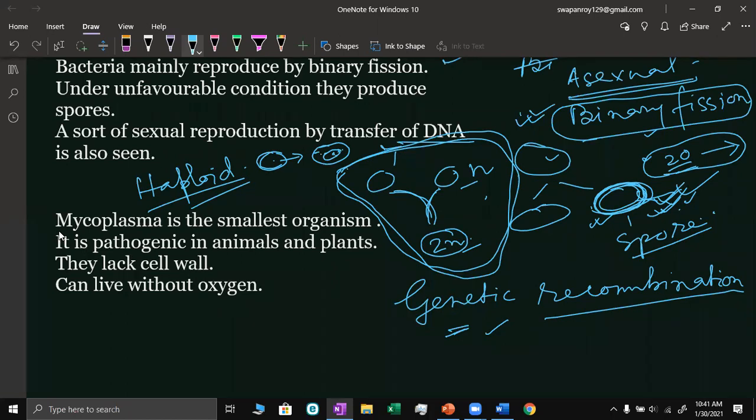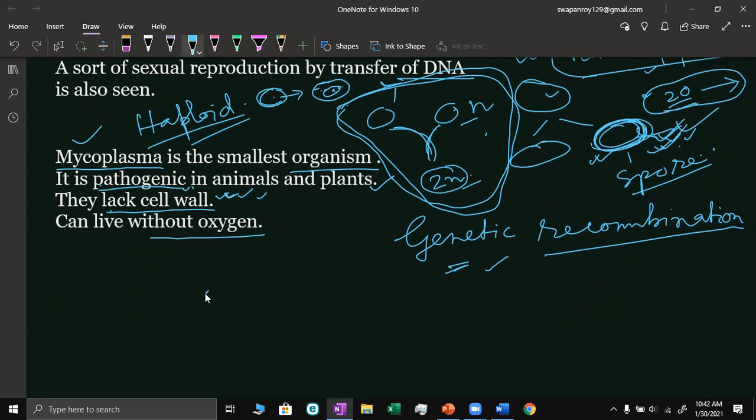Another important member of this monera is the mycoplasma, the smallest organism. They are mainly pathogens, and they cause diseases related to the lungs, respiratory diseases, in plants and animals. And there is one thing: they don't have a cell wall, and they are anaerobes, anaerobic. Without oxygen they live. This is one very important point, that in the case of bacteria, all the bacteria have a cell wall.